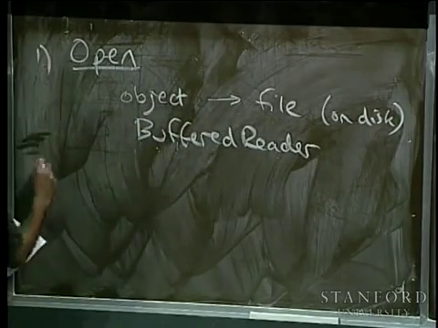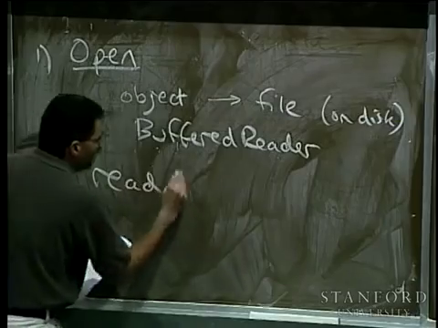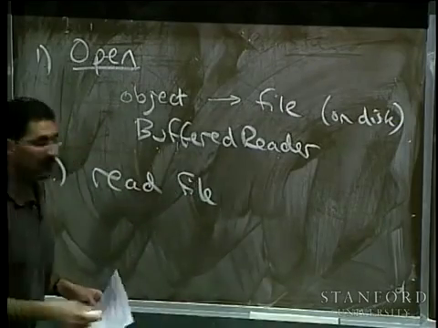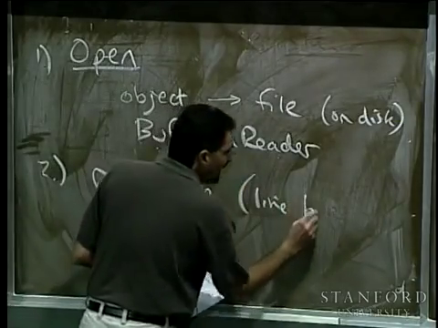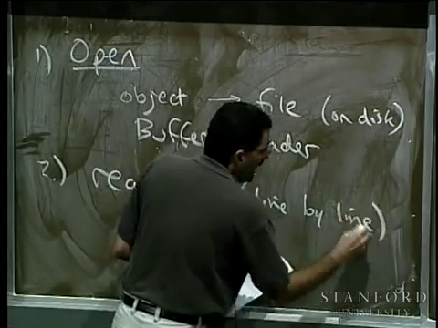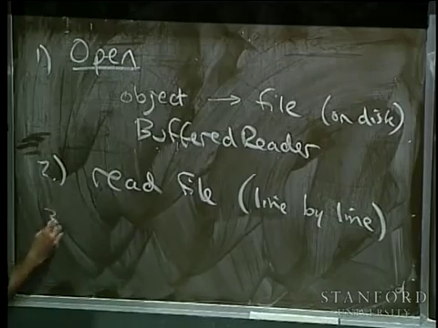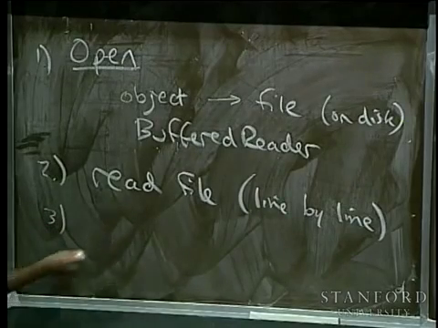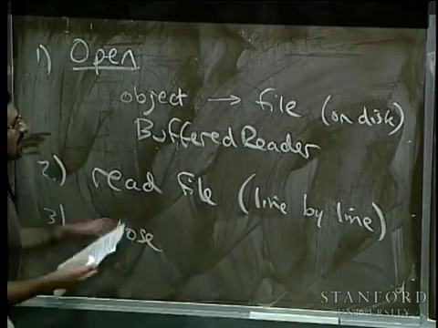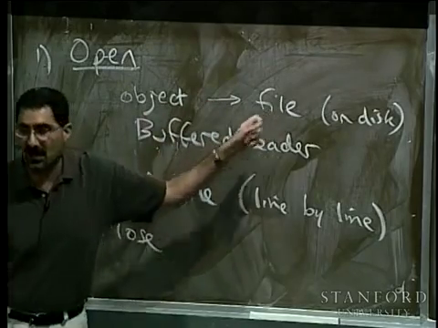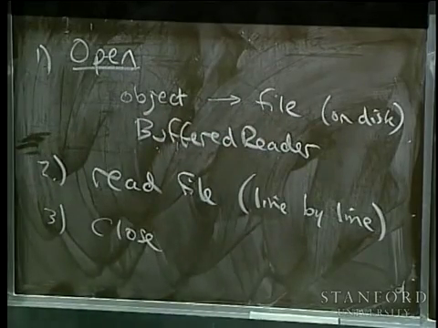Then the second thing you do is you read the file. There are multiple ways of reading the file, but we're going to focus on reading a file line by line until we've read as much of the file as we want, usually the whole file. And then the third thing you need to do is, because you opened the file, you need to close the file, which cuts this correspondence between the object and the file. It says, okay, I'm done with that file now.